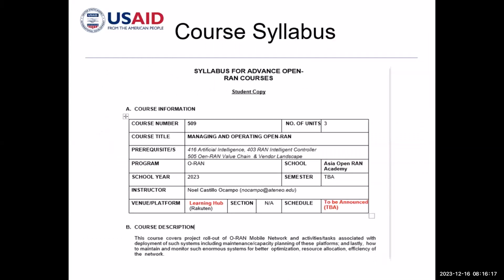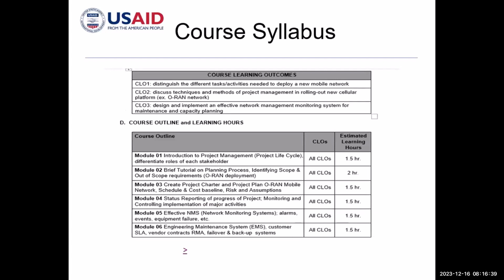So if I move along, the syllabus of this course, as we have mentioned, covers the rollout of Open RAN mobile networks, and you are being introduced to the correct handling of projects involving Open RAN. So my course, as a wrap up again, is composed of 6 modules.